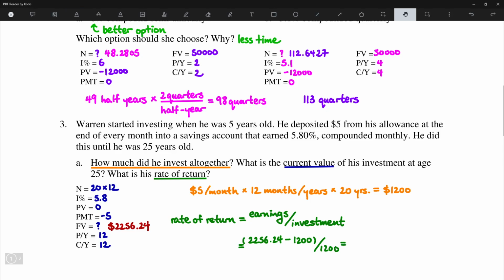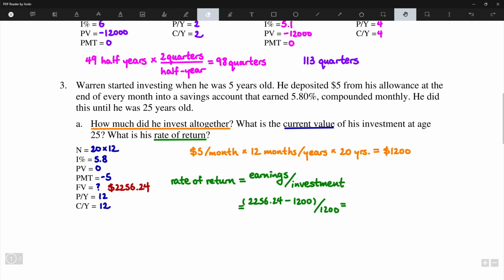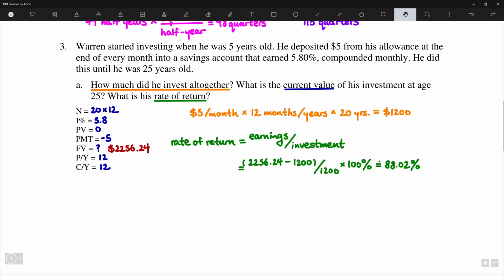And once we do that, and of course we're going to write our rate of return as a percentage, so go ahead and multiply by 100%. And using a calculator, we'll get 88.02% return. Okay, so that's one part. Now let's move on to the second part of this question.